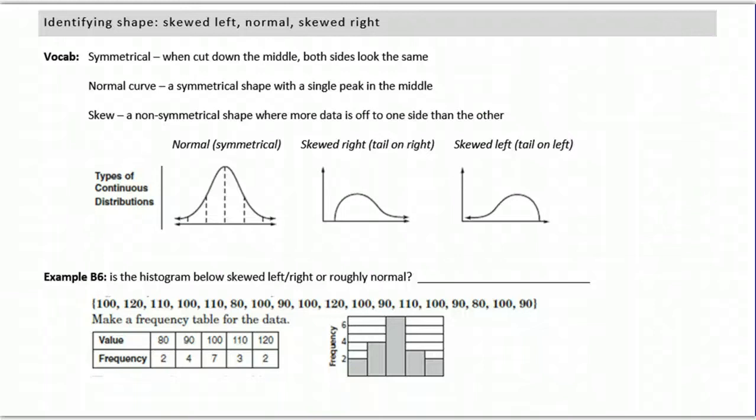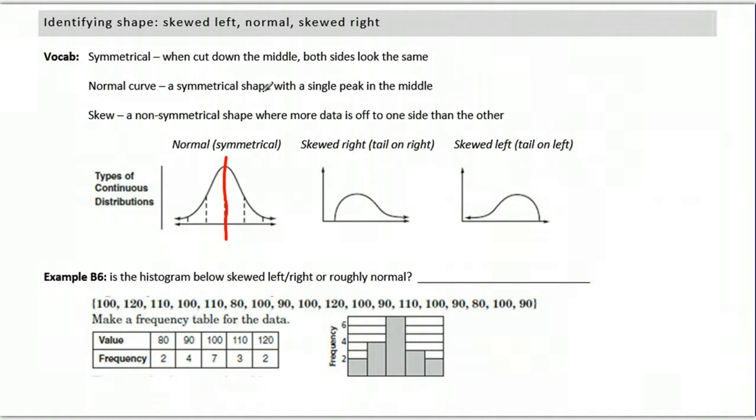Let's take a look at the shape of different graphs. There are graphs that are symmetrical and there are graphs that are skewed, and those are the ones that we're going to analyze today. A symmetrical graph is one where, when you cut it down the middle, both sides look the same. If you see in this normal curve here, and we'll talk about what normal means in a second, if you draw a line right through the middle, both sides look the same. We're used to thinking of the line of symmetry in a parabola, same idea.